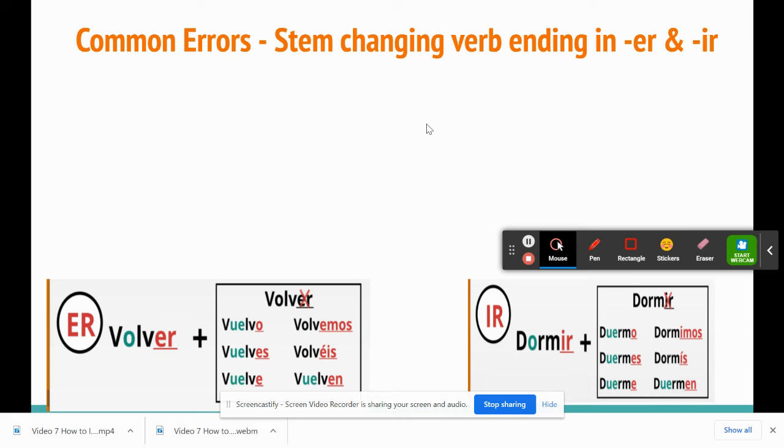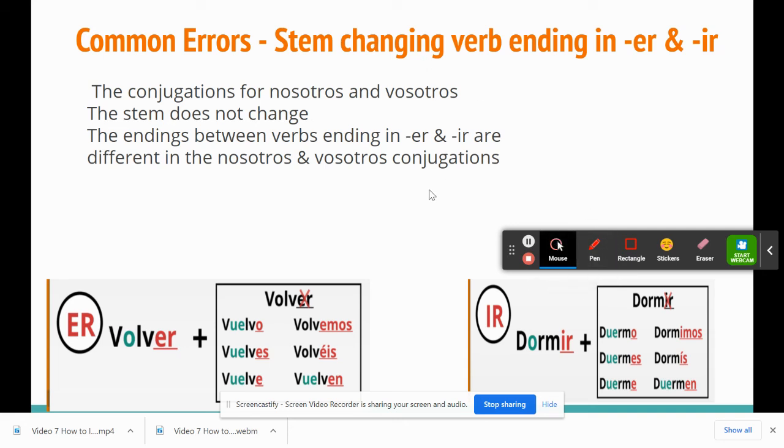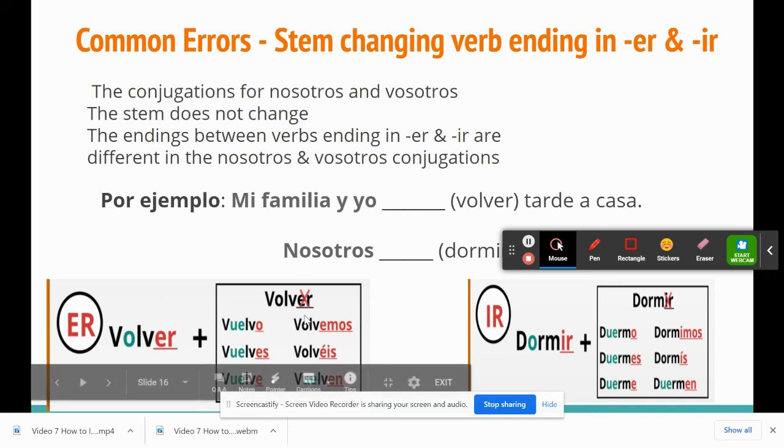Common errors. Stem changing verbs ending in ER, IR. These are some common errors that Spanish 2 students tend to make. And I want you to be aware of them so that you don't make these mistakes. The conjugations for nosotros and vosotros for verbs ending in ER and IR are different. Nosotros for ER verbs ends in emos and vosotros in éis, versus in IR verbs the ending is imos and ís.